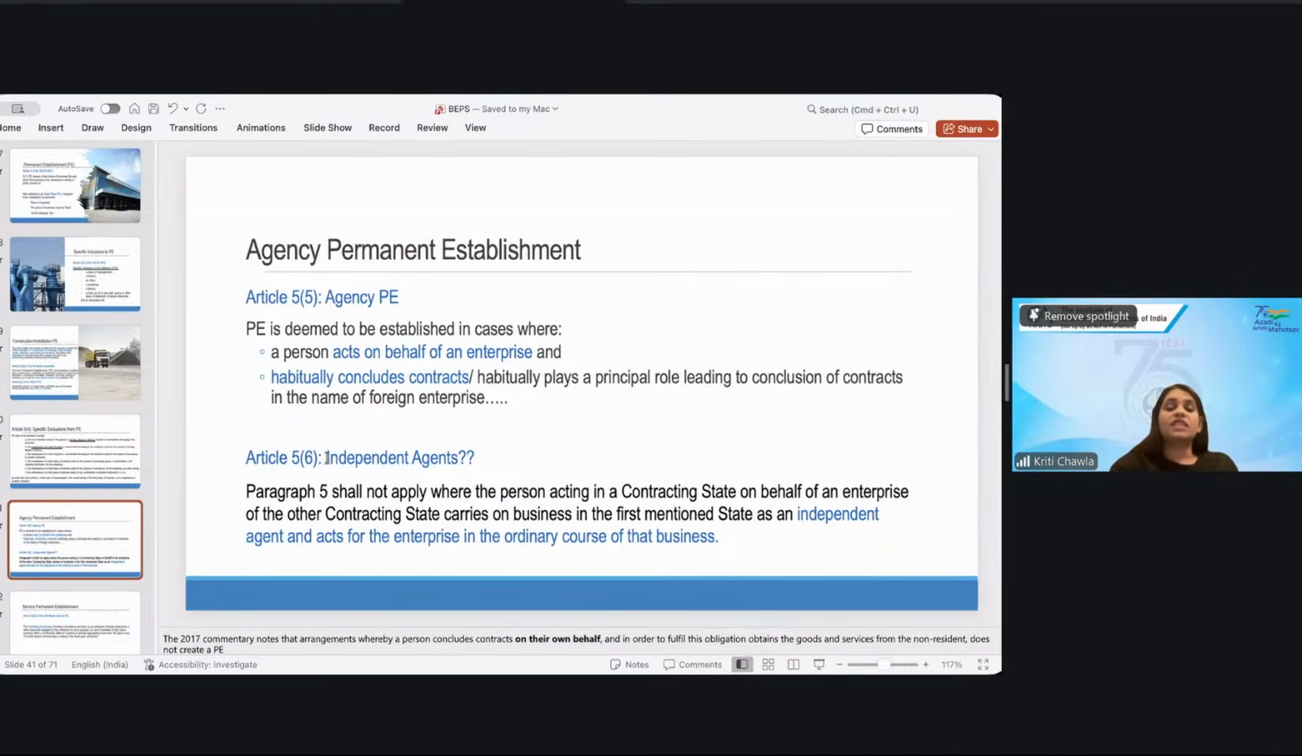Now, paragraph 5.6 applies to them, and it says that it shall not apply where the person acting in a contracting state on behalf of an enterprise of the other contracting state carries on business in the first mentioned state as an independent agent and acts for the enterprise in the ordinary course of that business. So what they're really trying to say is that if you have an agent acting in the ordinary course of their business and which is not dependent so much, which is basically an independent agent, well, then it's not going to construe a permanent establishment. So dependent agents make permanent establishments. Independent agents do not make permanent establishments.